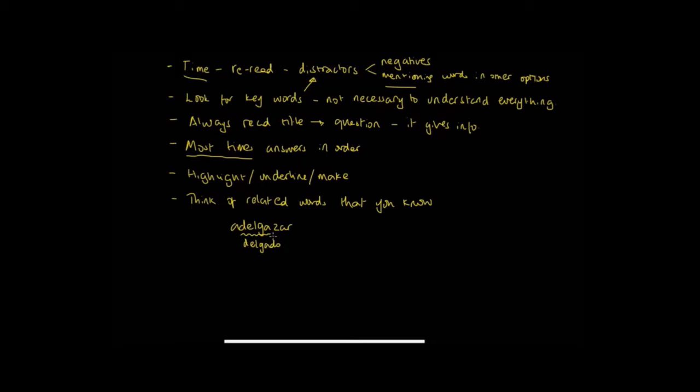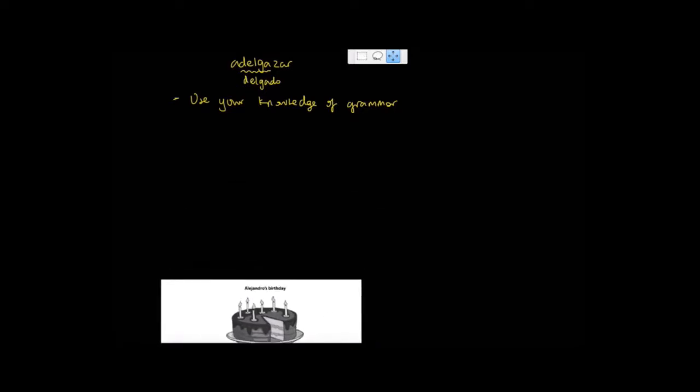Okay, and this can help you work out the meaning of the sentence. So think of related words. The other thing that you need to make sure you do is use your knowledge of grammar. Your knowledge of grammar can also help you work out meanings, or understand roughly or less roughly the meaning of a sentence.